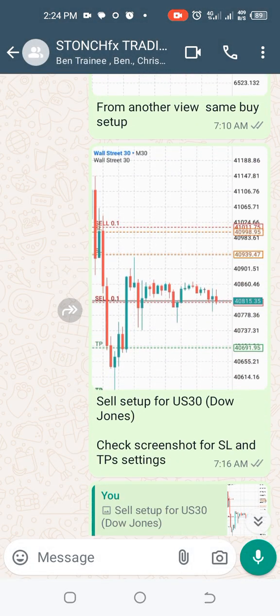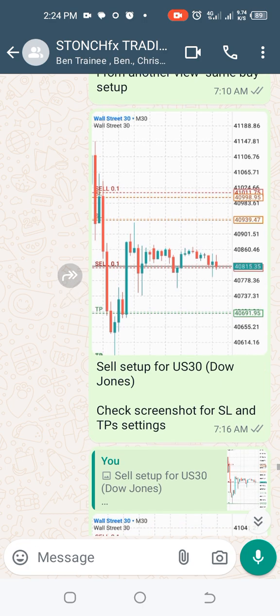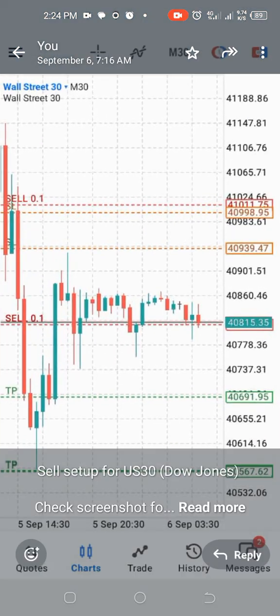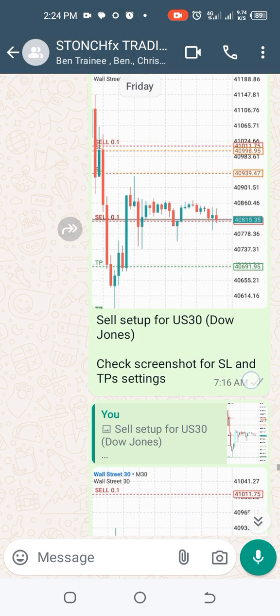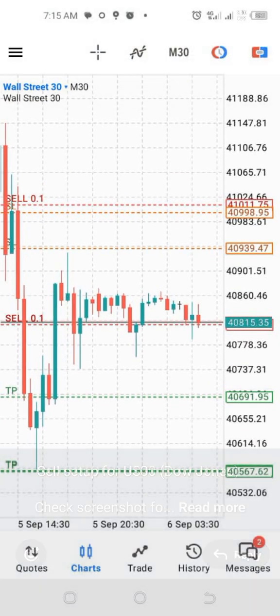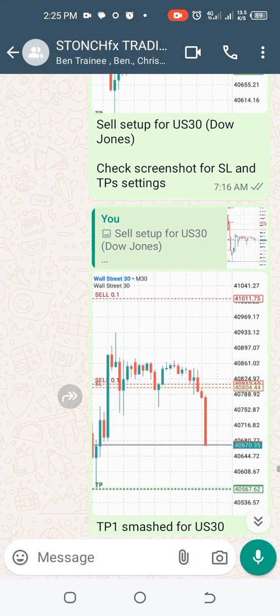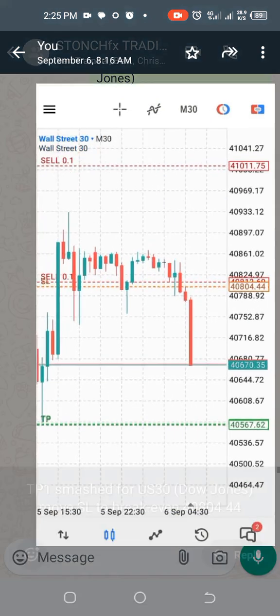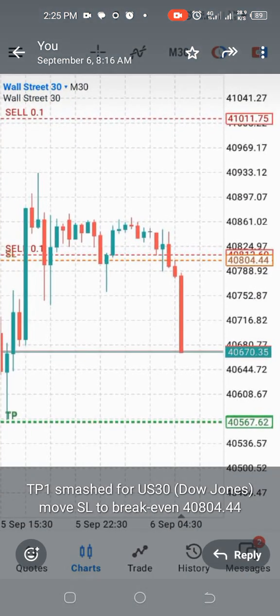And I further gave a sell setup for US 30, which is Dow Jones. Sell US 30. Check screenshot for Excel and TP settings. If you look, you can see the Excel and the TPs accordingly. So this was the outcome of the Dow Jones, US 30.